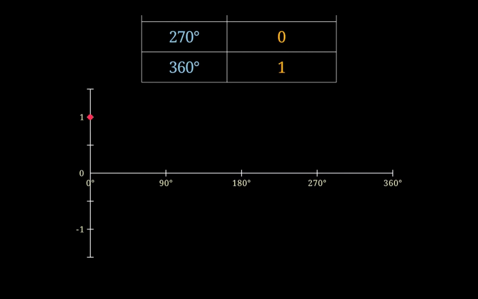We start at 0 degrees with cosine equal to 1. Then 90 degrees gives 0. At 180 degrees, cosine reaches -1. At 270 degrees, cosine is 0 again. Finally, at 360 degrees, cosine returns to 1.